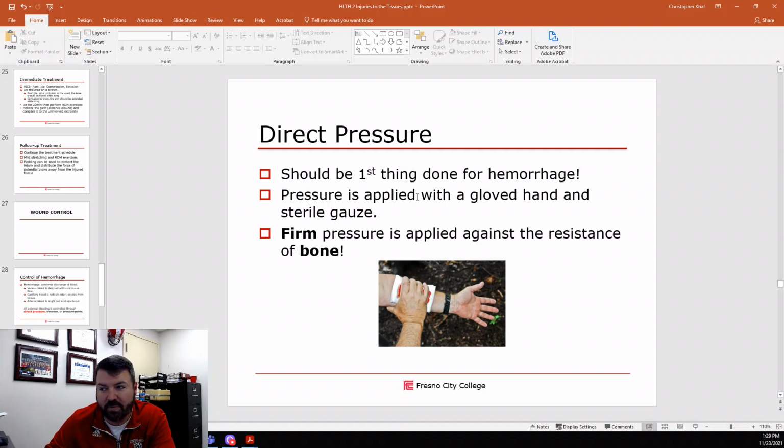Pressure is applied with a gloved hand and some kind of sterile gauze. Firm pressure is applied against resistance of bone. That's how hard you're pushing. So you want to push whatever it is down against the bone. That's how hard. It's pressure in that one spot, not pressure all the way around. Pressure all the way around, now we're getting into the tourniquet areas, which I'll talk about here in a minute.